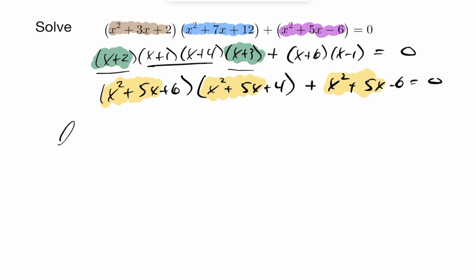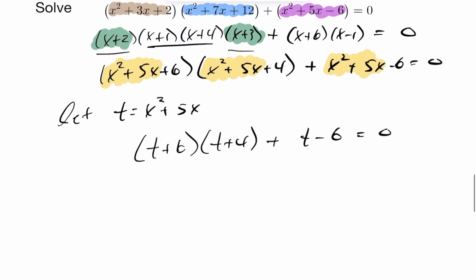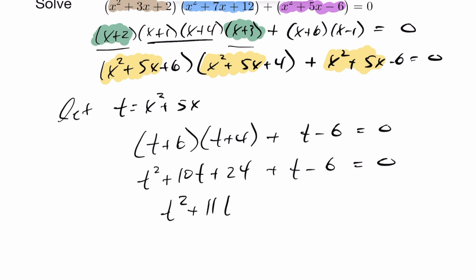So I'm going to go ahead and do a quick substitution here. I'm going to let t be x squared plus 5x. And let's see if this is easier to see what we got here. I've got t plus 6 times t plus 4 plus t minus 6. So let's go ahead and expand this out a bit. Doing so, I get t squared plus 10t plus 24 plus t minus 6. Collecting like terms, I get t squared plus 11t.